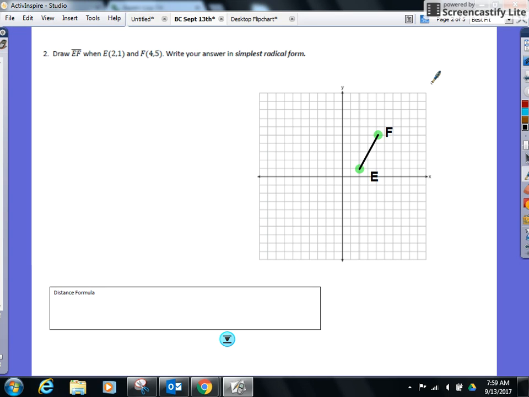I'm going to show you 2 methods. You pick whichever one you prefer. Last year, did you have any experience with the Pythagorean theorem? Oh, you did. To use the Pythagorean theorem, you had to have what type of triangle? A right triangle. That's what I can do here. I can make a right triangle out of this line segment. I can go up and over, or I can go down and over. You decide.